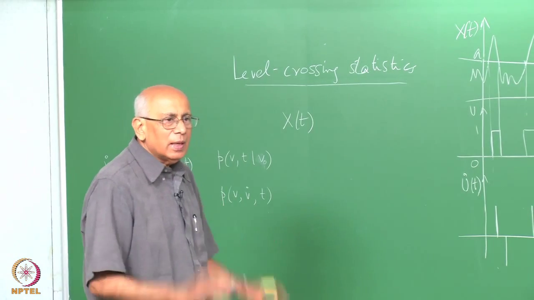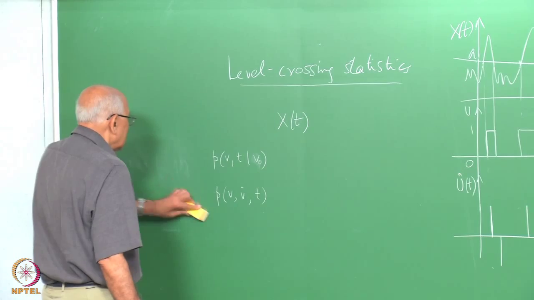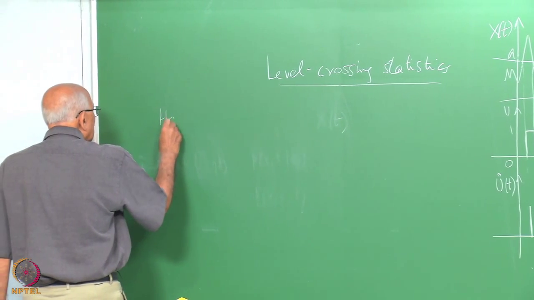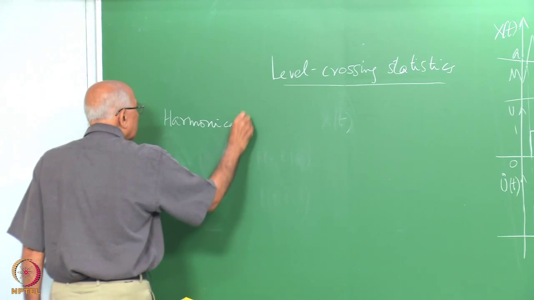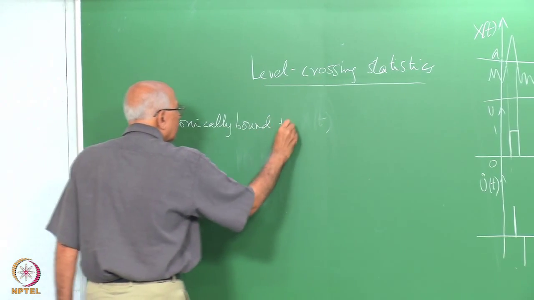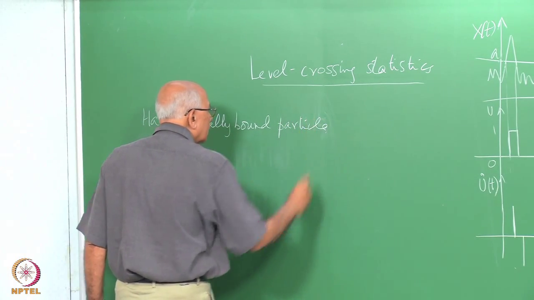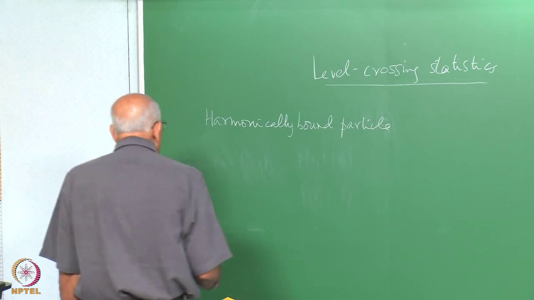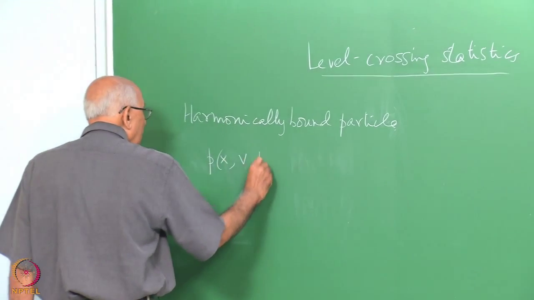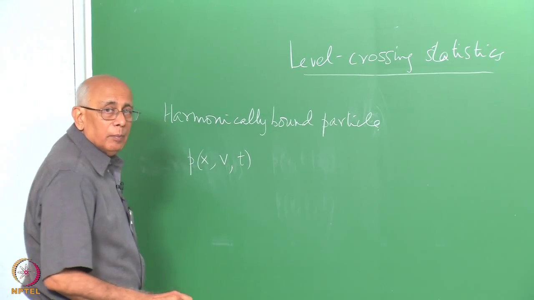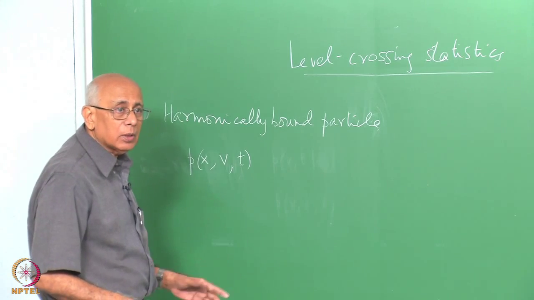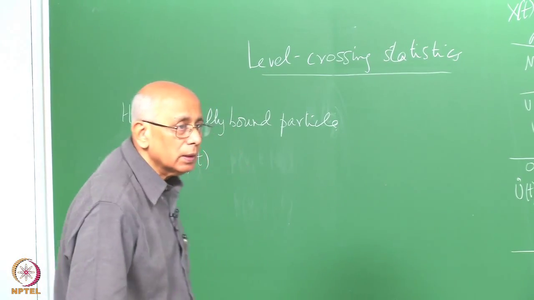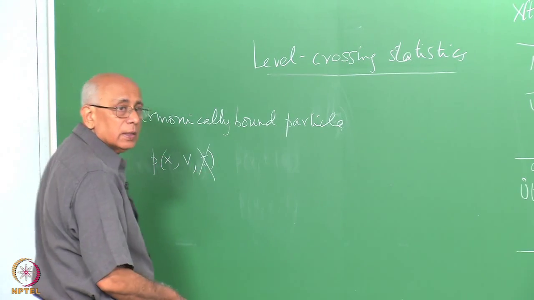We found this object had a stationary distribution, right? In fact, we found the stationary distribution. So we found in this case for the harmonically bound particle, we're not talking about the conditional density at all. We're just talking about the probability density, nothing more. So we have P of x, v, and t, or x dot and t in this case. But this was stationary. This distribution was stationary because the system is in equilibrium. Both the position and the velocity have Gaussian distributions, right? So we know that this is not there at all. It's stationary in this problem.